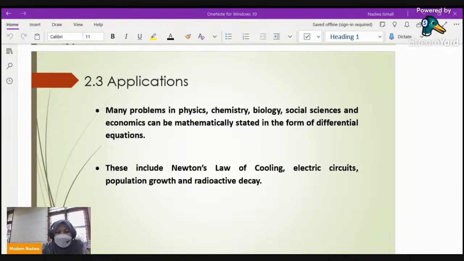Okay. Last one adalah application. So application ni dia melibatkan differential equation juga, tapi dia tak bagi straight away solve the differential equation, tak. Tapi dia bagi dalam bentuk real life problem. So many problems, as you can see in my screen here, many problems in physics, chemistry, biology, social sciences and economics can be mathematically stated in the form of differential equation.